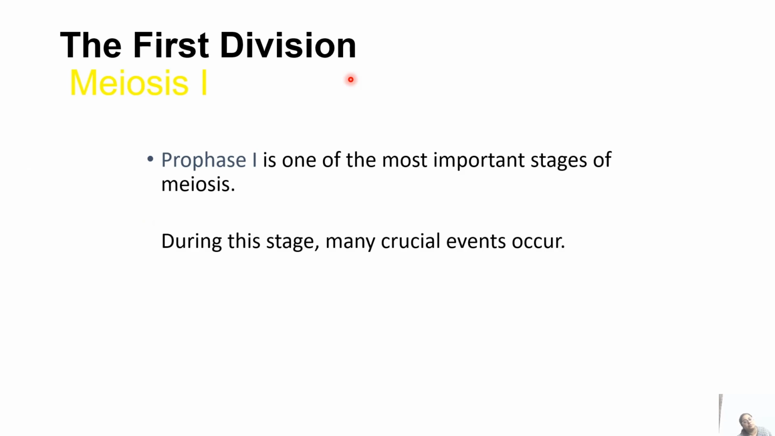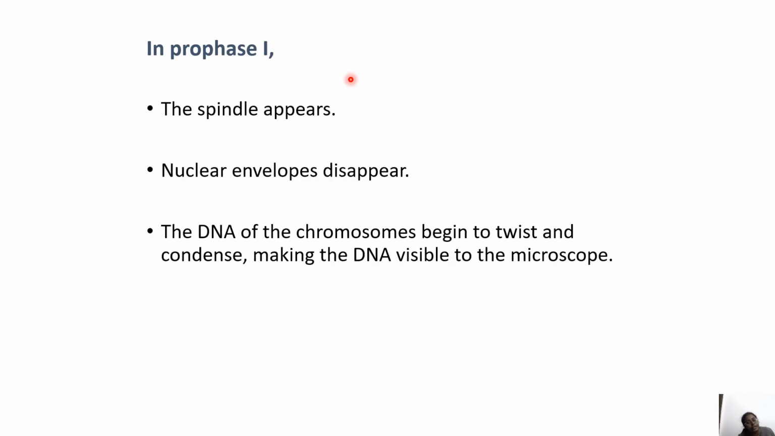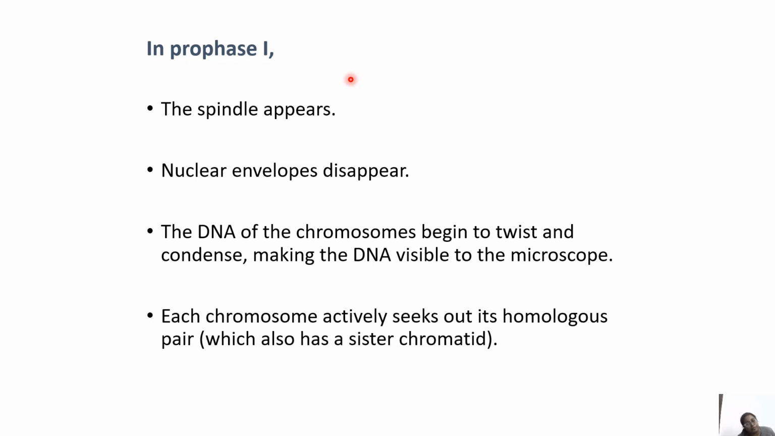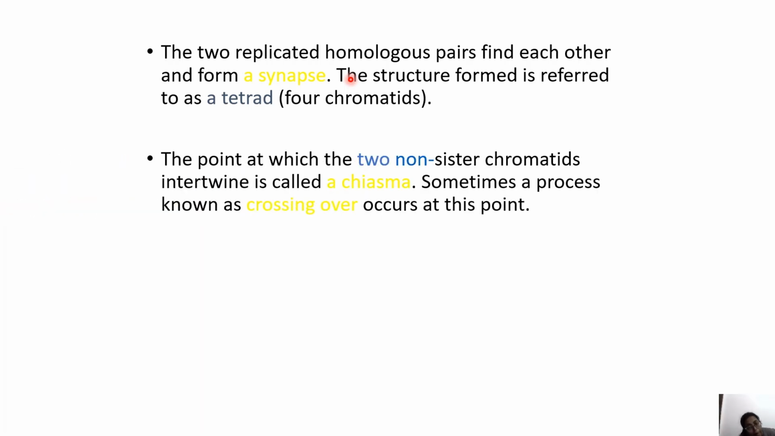In meiosis 1, prophase 1 is one of the most important stages of meiosis. During this stage, many crucial events occur. In prophase 1, the spindle appears, nuclear envelopes disappear, and chromosomes begin to twist and condense, making the DNA visible under the microscope. Each chromosome actively seeks out its homologous pair, which also is a sister chromatid. Then the two replicated homologous pairs will find each other and form a synapse, and the structure formed is referred to as the tetrad, which is the four chromatids.